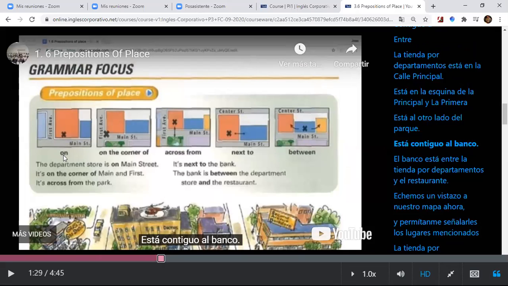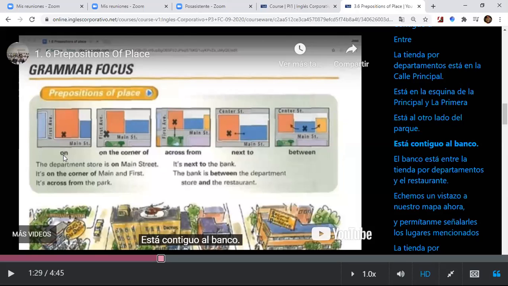So when you say, estoy en la calle Arce, estoy en la avenida Cuscatlán, en la avenida España, en la calle Roosevelt, you say on, right? Then when you say on the corner of, right? Es en la esquina de. There are a lot of buildings. Hay muchos edificios que quedan entre una calle y la otra, ¿no? En la esquina de la calle.